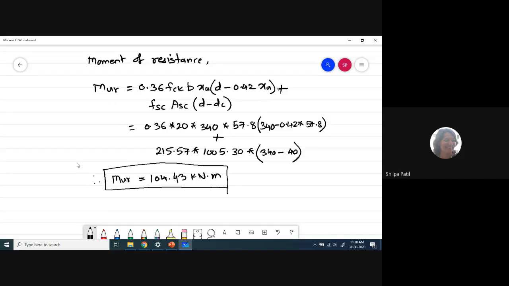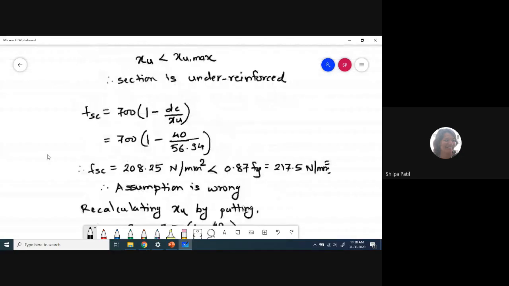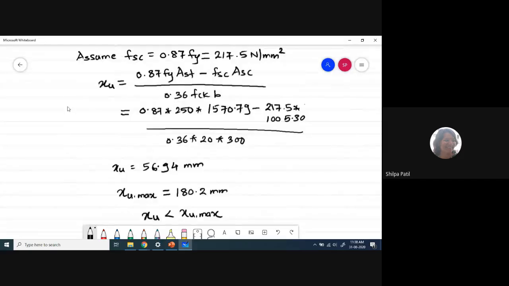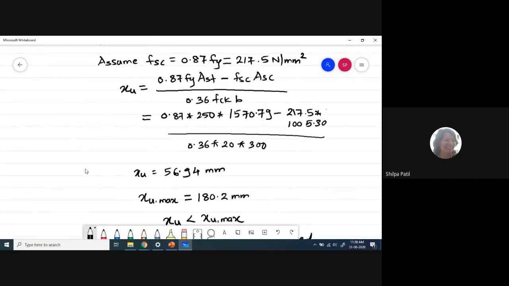So is it clear how to calculate the MUR value for a doubly reinforced section when we are using mild steel? We have considered two cases. In the first case, we found that our initial assumption, that is FSC equal to 0.87 FY, was correct, and we directly started the calculation of MUR. But when the same assumption comes out to be wrong, we have to repeat some calculations, as we have done today.